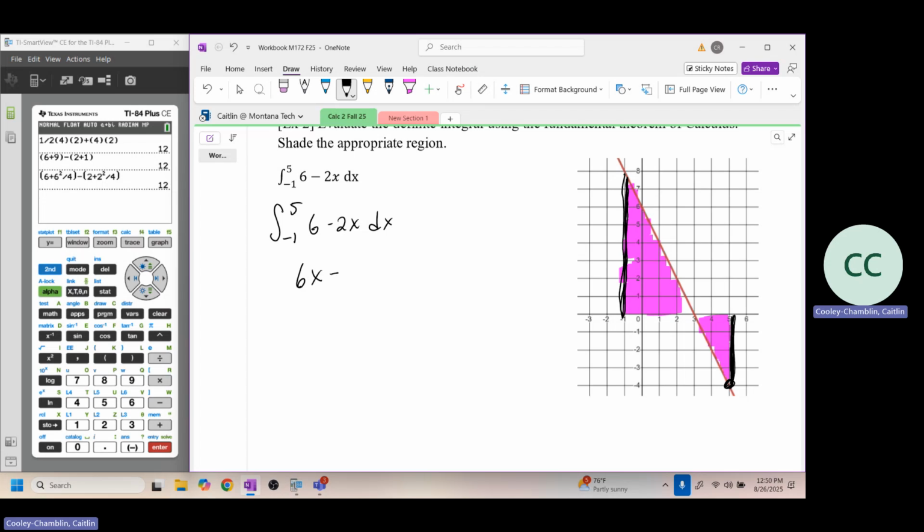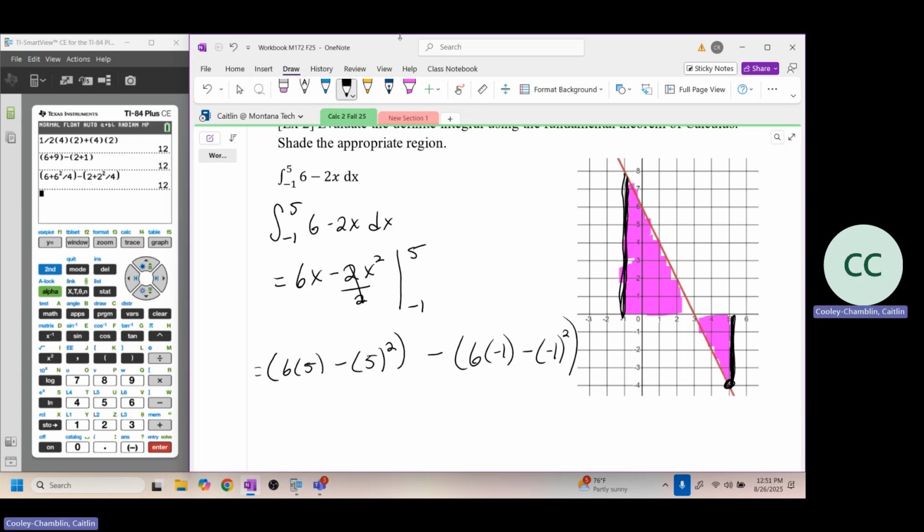So I have 6x minus 2x squared over 2 evaluated from -1 to 5. All right, so now I'm going to plug 5 in, and then I'm going to plug -1 in. So I have 6 times 5 minus, I'm just going to type in 5 squared, because those 2's cancel, minus 6 times -1 minus -1 squared.